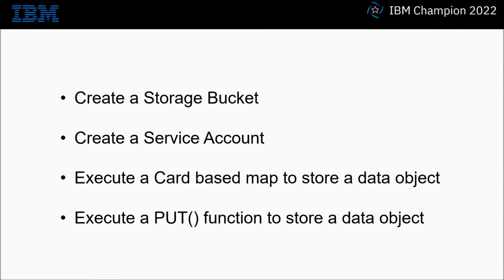In this practical demonstration, I will be doing the following 4 steps. First, I will be creating a storage bucket in the Google Cloud Platform console. I will then be creating a service account. Moving on to ITX, I will execute a card-based map to store a data object in the storage bucket. Finally, I will execute another map that uses a put function to store a second object into the storage bucket.